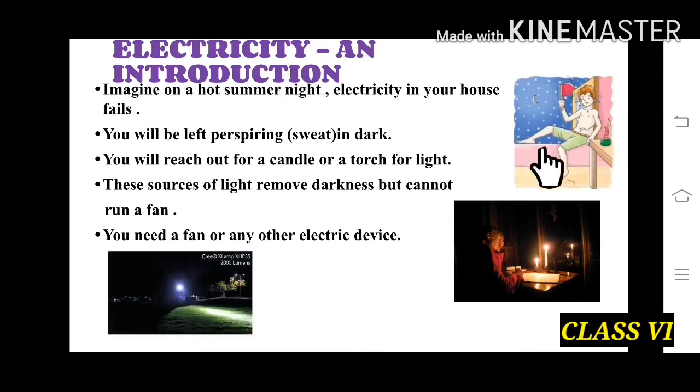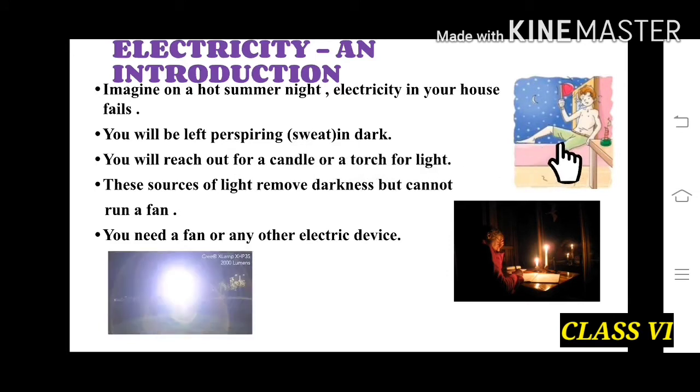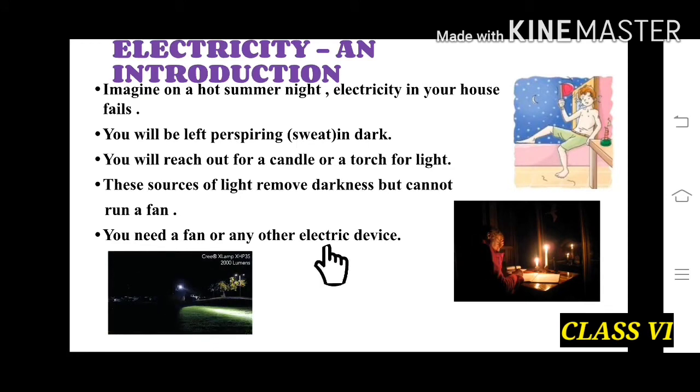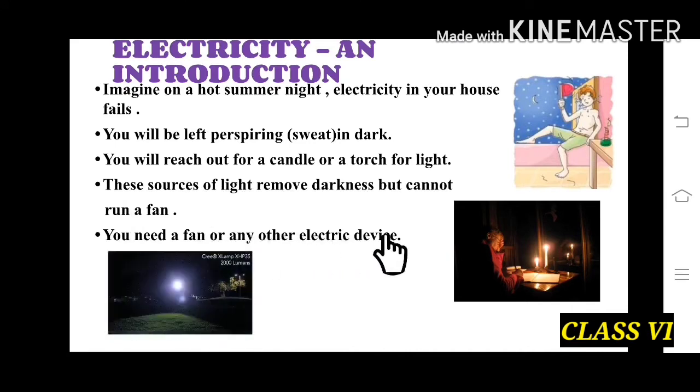Children, imagine on a hot summer night electricity fails in your house. So what will happen? You will be left perspiring, means in sweat, in darkness. So what you will do, children? You will reach out for a candle or a torch for light, because this source of light removes darkness but cannot run a fan. So you need a fan or any other electric device.